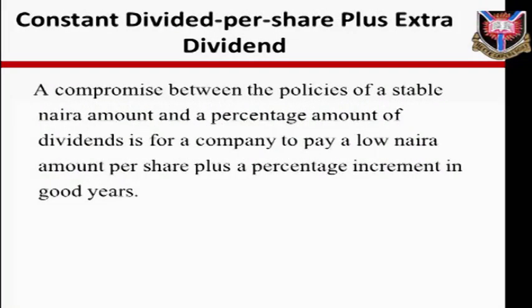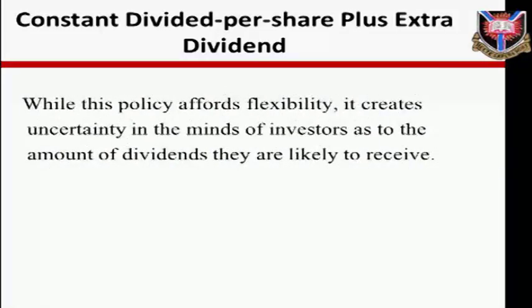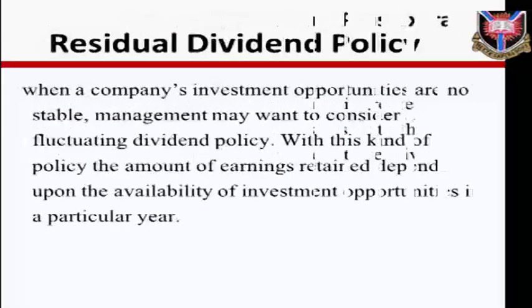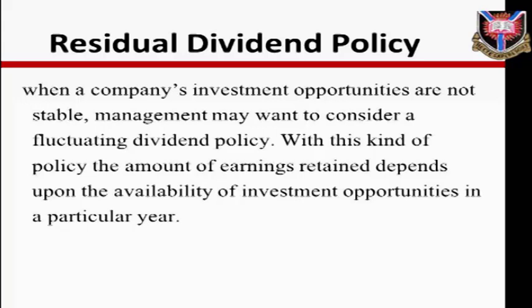Constant dividend per share plus extra dividend. A compromise between the policies of a stable Naira amount and a percentage amount of dividend is for a company to pay a low Naira amount per share plus a percentage increment in good years. While this policy affords flexibility, it creates uncertainty in the minds of investors as to the amount of dividend they are likely to receive.